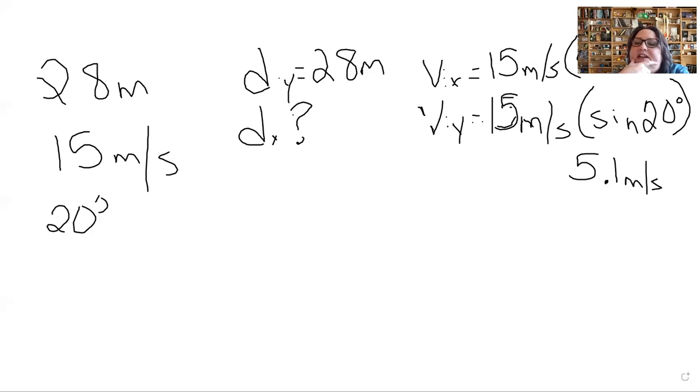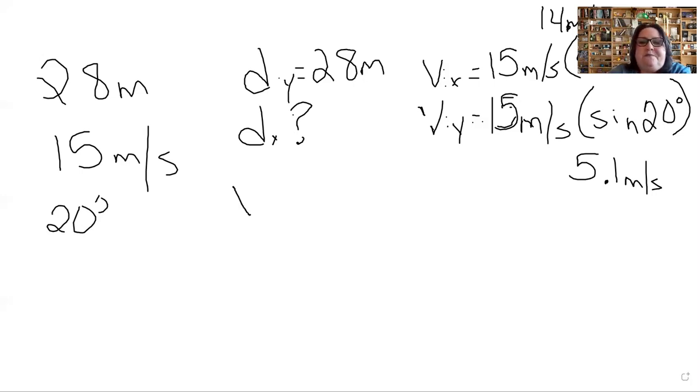All right, somebody with a calculator, what is our x initial? 15 times cosine of 20. 14.09. Okay, it looks like we have 2 sig figs, so we'll just do 14. All right, so we're still just doing variables, guys. We haven't even started our problem.